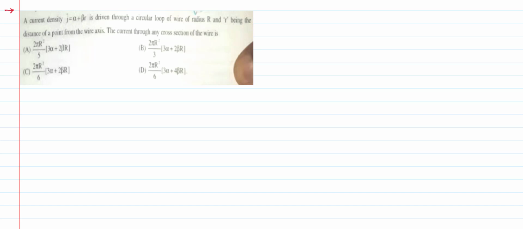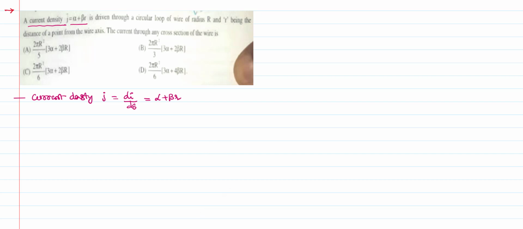Well, in this video, we would like to solve a problem based on current density. First of all, we shall recall what current density is. We know current density, which is represented with a J, is defined as dI by dS, where dS is very small and it is also a kind of scalar quantity. Now, that current density J is given to us in the problem as alpha plus beta R.